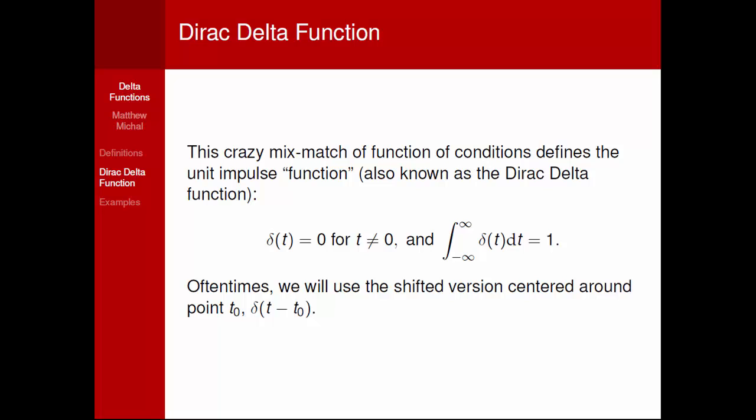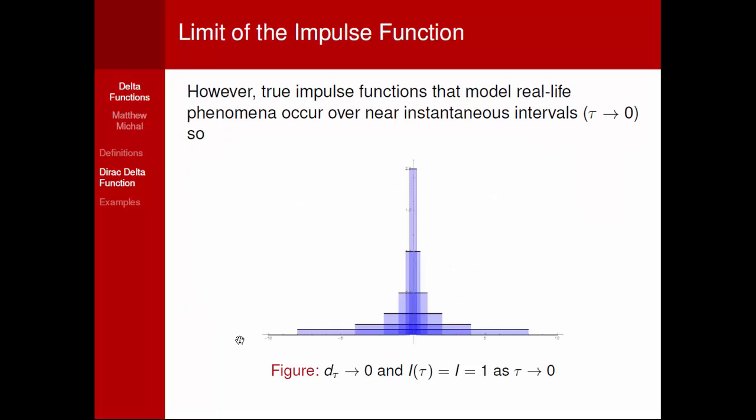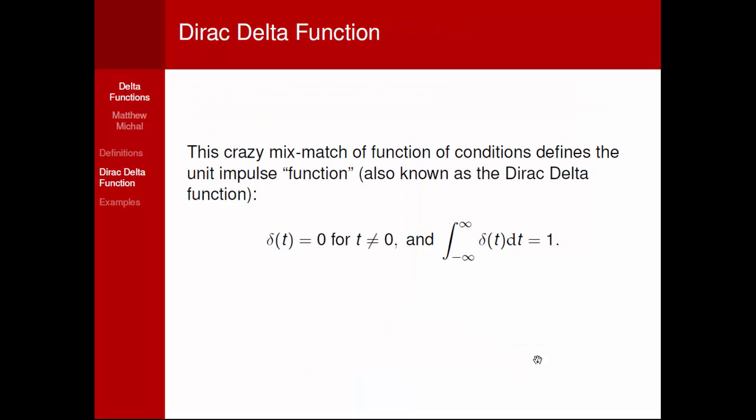Oftentimes, we're going to want to be able to move this impulse function around, so we'll center it around a point t0. So rather than at 0 here, it might be over here, and so on and so forth. Usually we'll have some positive t0 value, because this impulse will happen at some time after the start of our observation. Otherwise, why not just set it as an initial condition rather than an impulse?